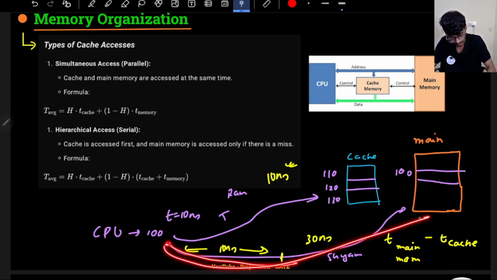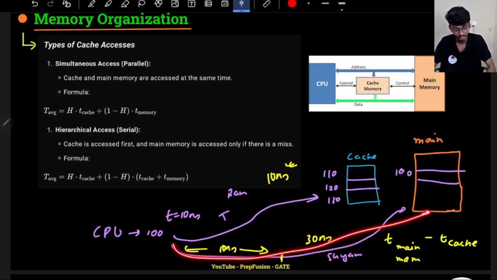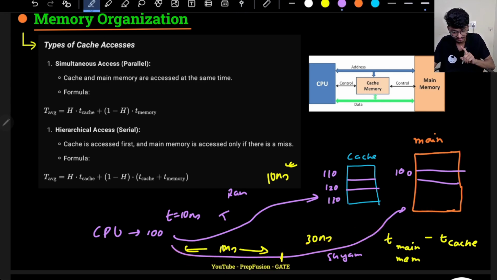Now how much time will it take? Again, I have to cover the same distance, right? It will take another 30 nanoseconds. So 10 nanoseconds is there for the cache memory access time, because RAM has to know whether it is present in the cache or not. Obviously from the starting itself, I will not be able to predict whether it exists in the cache memory or not. I have to go to the cache memory, then only I will be able to say whether it exists or not. So that's why I have to go to the cache memory.